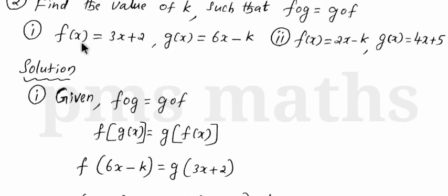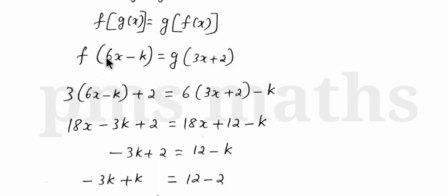f of 6x minus k is nothing but, what is f of x? This is f of x. In f of x, substitute x is equal to 6x minus k. Here f of 6x minus k means substitute x is equal to 6x minus k. That means 3 into 6x minus k, plus 2. What's the value of f of 6x minus k? 3 into 6x minus k plus 2.